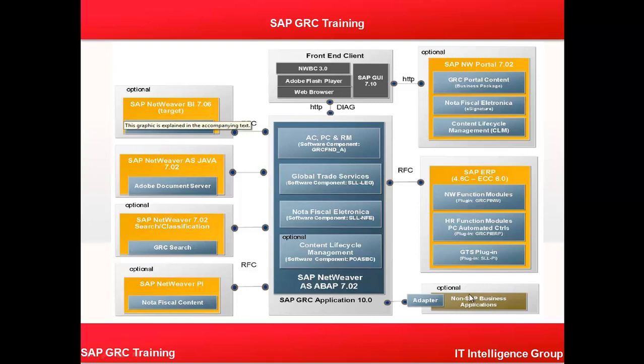Okay, so if it is a non SAP business application, you'll require an adapter to connect it, and if it is a BI system, you will require an RFC to connect it. Okay, if you are monitoring NetWeaver AS Java, you will be doing it through web services. Then if you have, say, GRC search or SAP NetWeaver PI, you can use RFC to connect to the GRC server. And these front-end clients connect either using HTTP or using DIAG, that is SAP GUI.